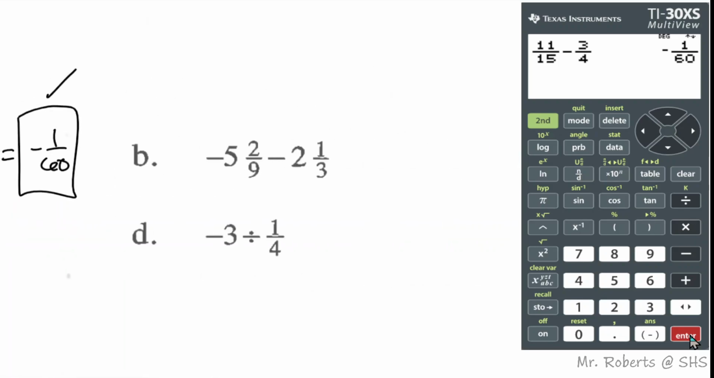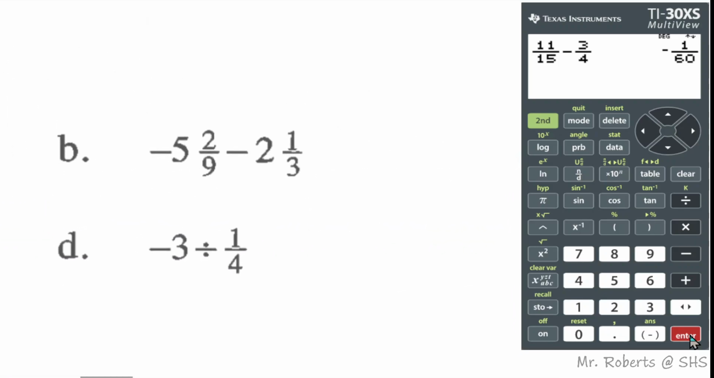Okay, I hate mixed numbers. I don't like mixed numbers. Yuck. I'm going to get rid of mixed numbers. Let's see. 9 times 5 is 45, plus 2 is 47. So this is negative 47 over 9. And then minus 2 times 3 is 6, plus 1 is 7. That's minus 7/3.